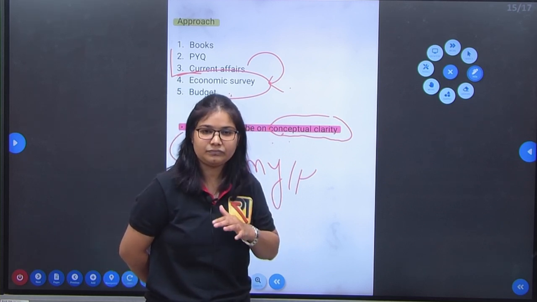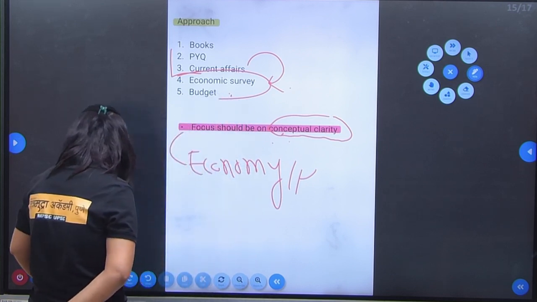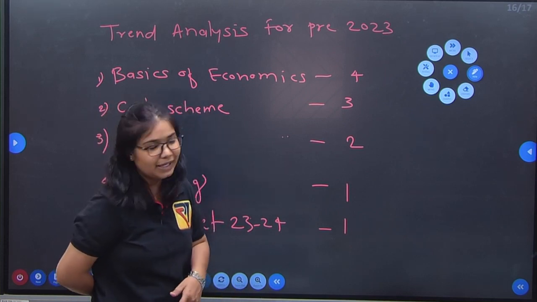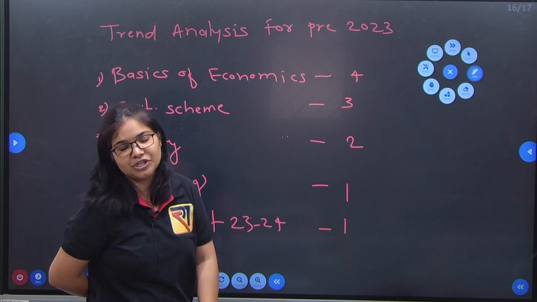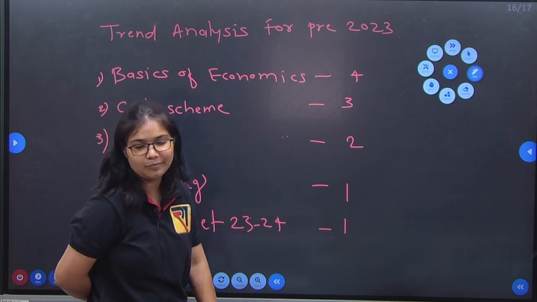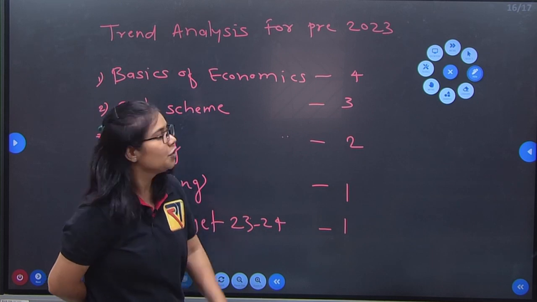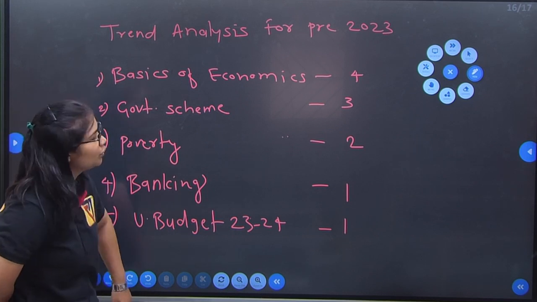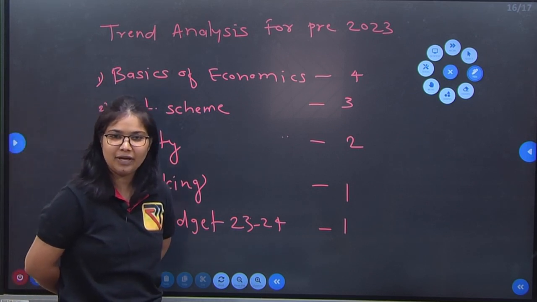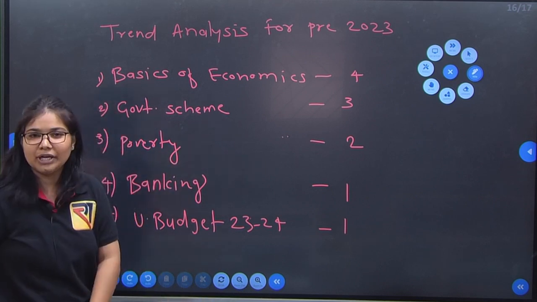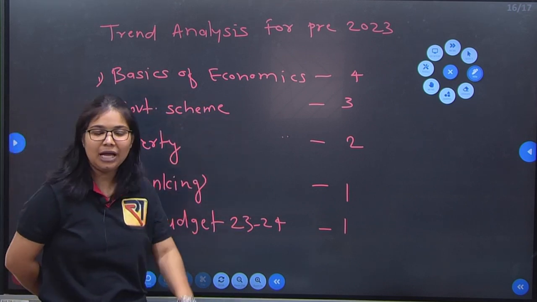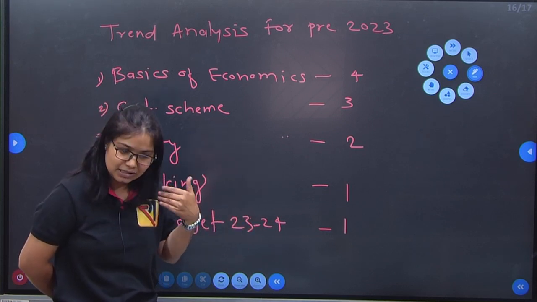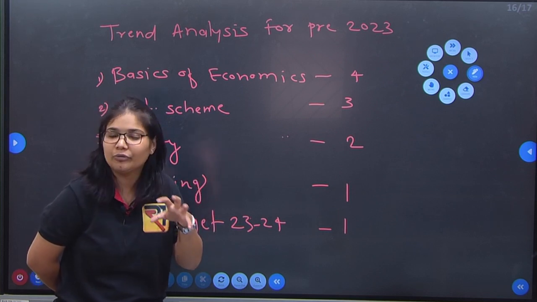Now, as I promised you at the start of the lecture, I will discuss the trend of the 2023 prelims examination of the MPSC Rajya Sabha. Total 15 questions were asked in the prelims 2023. The topics included basics of economy, around 4 questions. So the next 4-5 lectures are the most important lectures we have. You have to keep an eye on it.